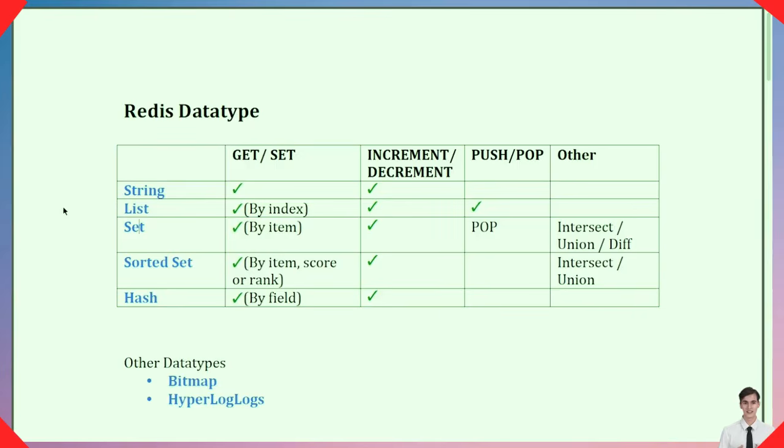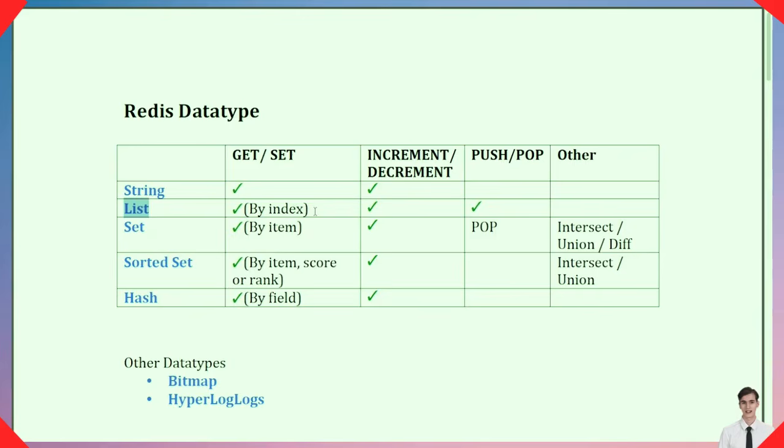Introduction to Redis data types. Redis has a couple of data types like strings, lists, sets, sorted sets, hashes, along with other data types like bitmap and HyperLogLog. String has both get and set operations. It has increment and decrement operations, but it has no push or pop or other operations.